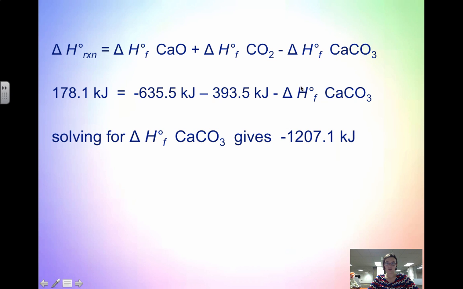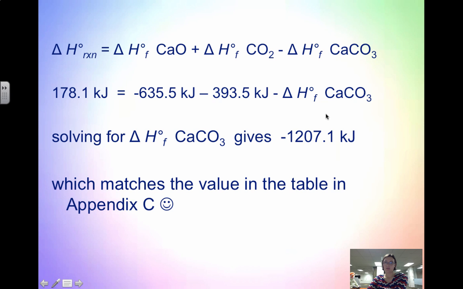So if we solve for the heat of formation of calcium carbonate, it gives us negative 1,207.1 kilojoules. And if you need to see step by step for this, this is an example problem in 5.7. So again, we have delta H naught reaction, we have heat of formation of products, heat of formation of reactant is what we're trying to find, and this matches the value in Appendix C.